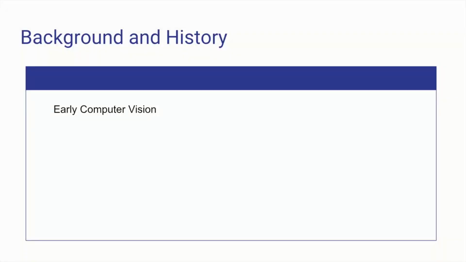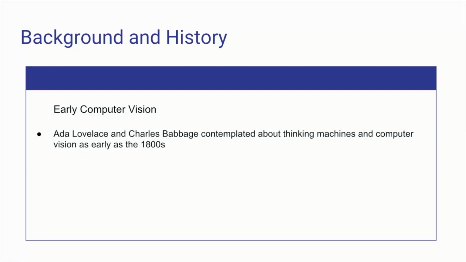So, as usual, we'll start off with a bit of background and history, and that will begin with early computer vision. First, I'll take you even further back than I have previously, and that will be with Ada Lovelace and Charles Babbage. Ada Lovelace is considered by many to be the first computer programmer, which is a very interesting notion because during her time, there were no computers.